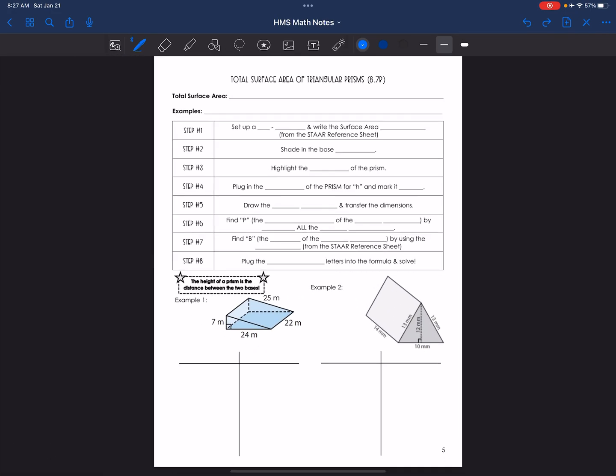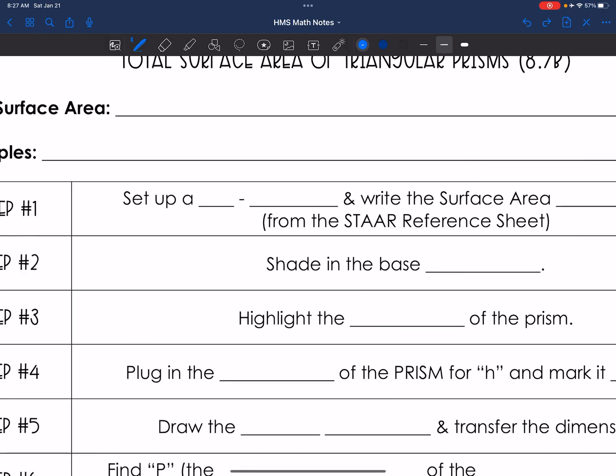So page 5. Now my total surface area is actually what we've already defined it as under rectangular prisms, but it is the sum of the areas of all the faces and the bases.